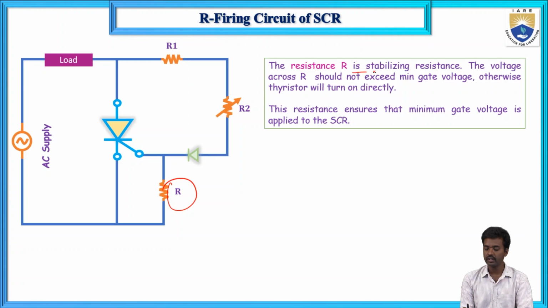And next, what about R? This is a stabilizing resistance. Stabilizing resistance means the voltage across R should not exceed the minimum gate voltage, otherwise the thyristor will be turned on directly. This resistance ensures that only the minimum gate voltage is applied across the SCR.